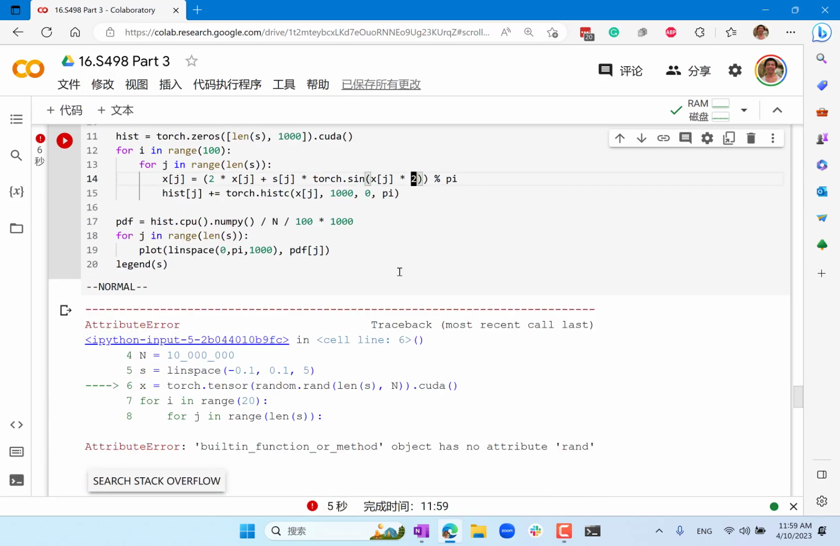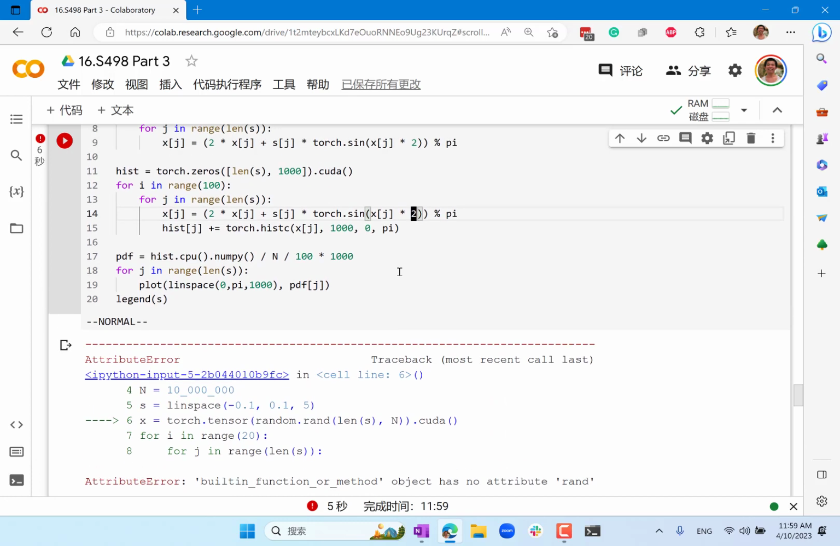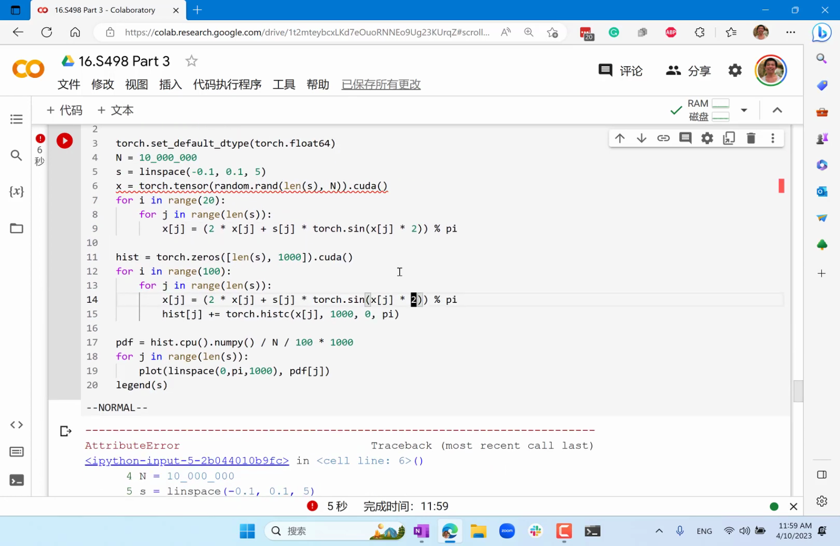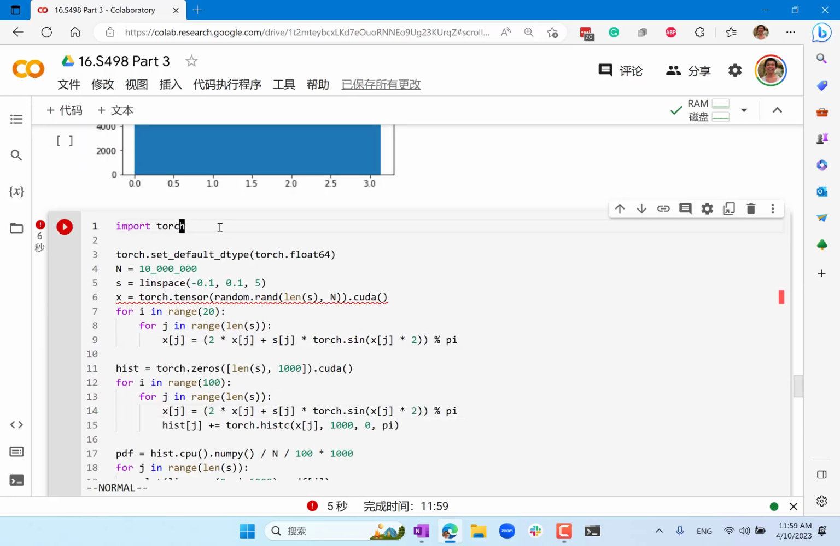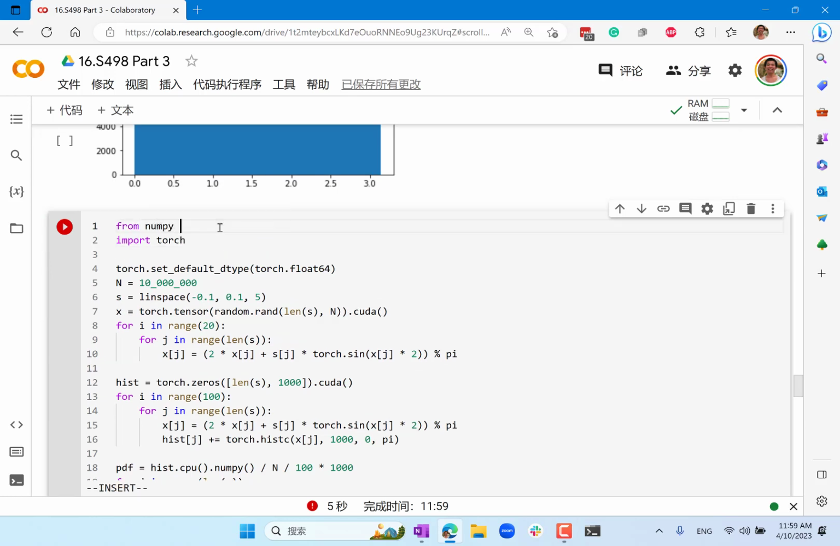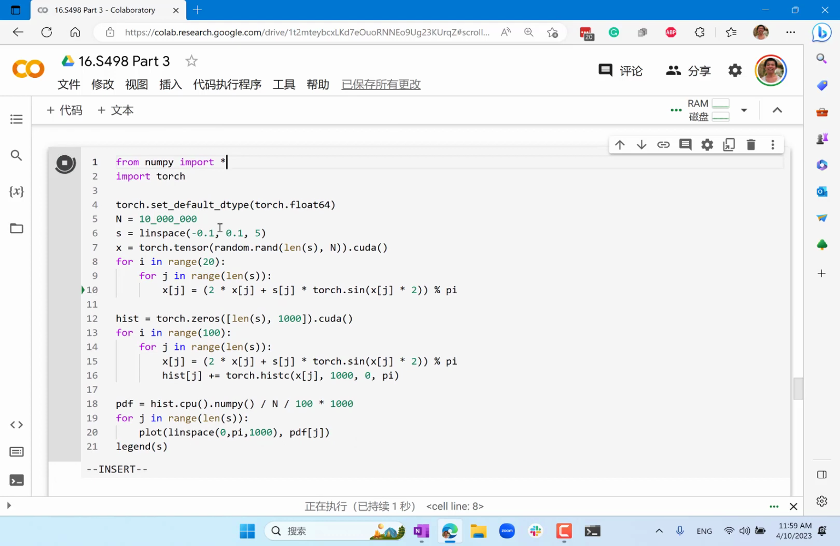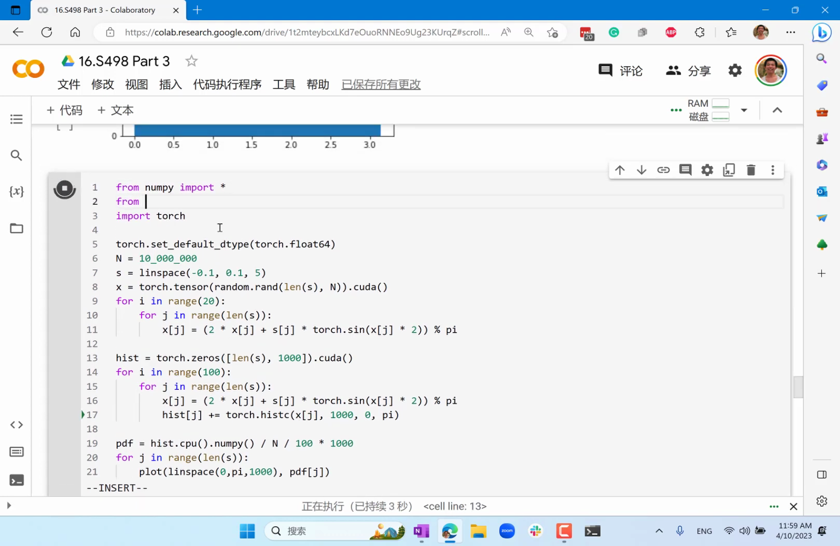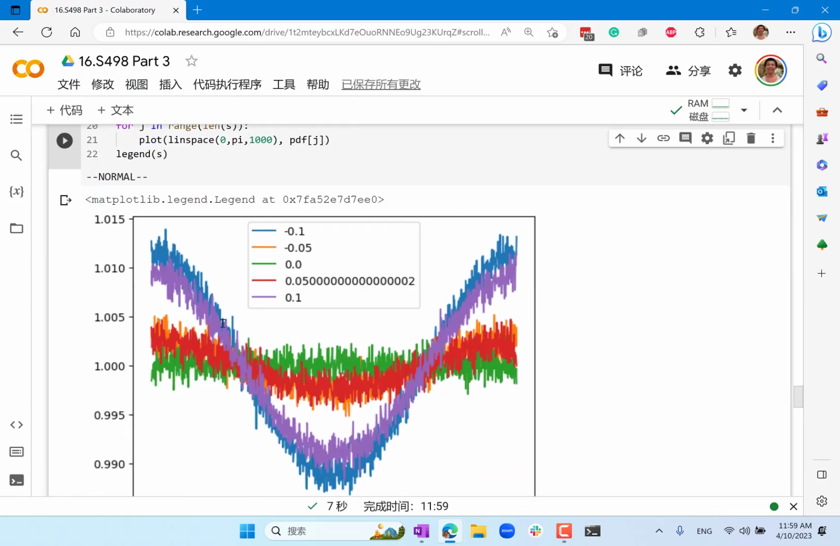What am I doing? Twice the tensor doesn't have a rand. Oh, I probably... Okay, yeah.